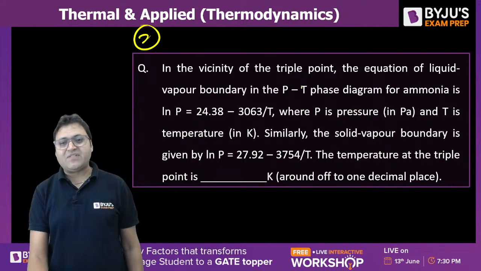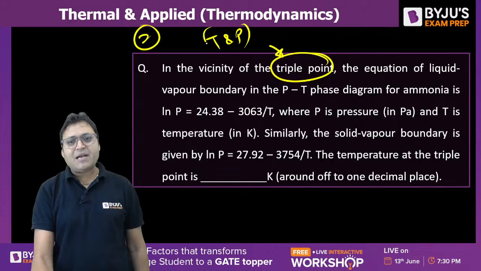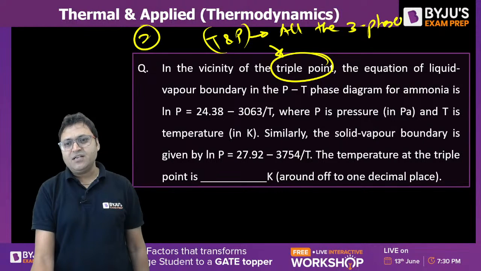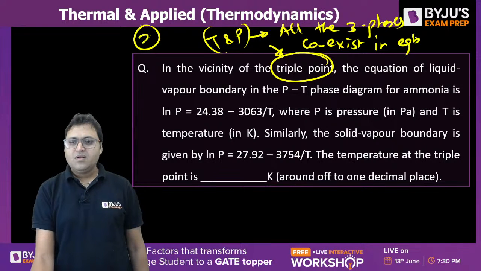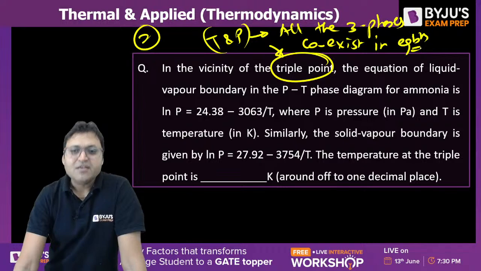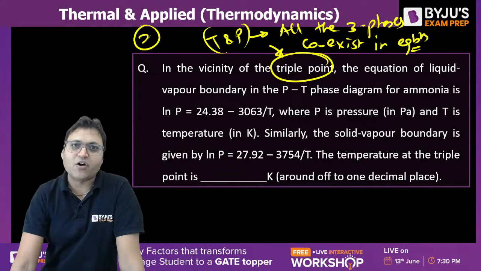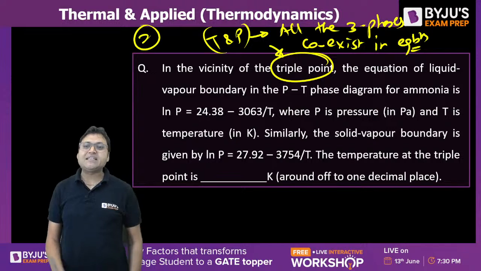In the vicinity of the triple point. What is the triple point? Triple point is the temperature and pressure condition where all the three phases of a pure substance coexist in equilibrium. What is triple point? It is the temperature and pressure condition at which all the three phases of a pure substance simultaneously exist in thermal equilibrium.